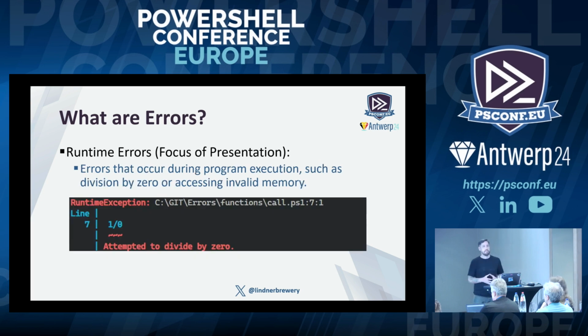And then we have runtime errors, and that's what we're going to talk about today. These errors occur during program execution, such as division by zero, or invalid memory access, or a file not found exception, something like that. And of course, when we write code and we get information which we think is wrong, we want to throw such a runtime exception.